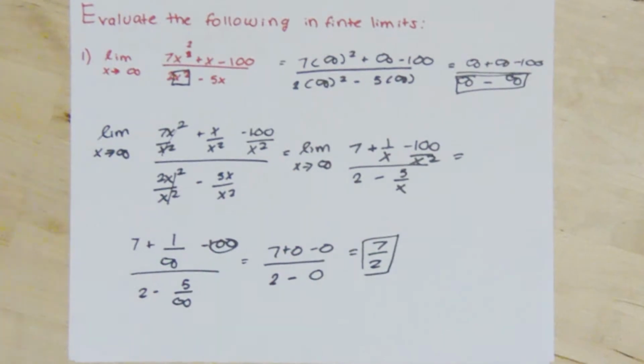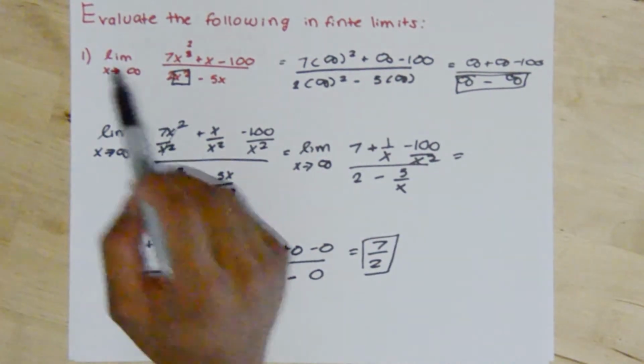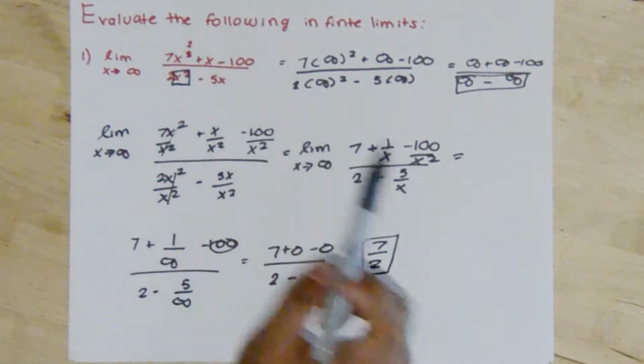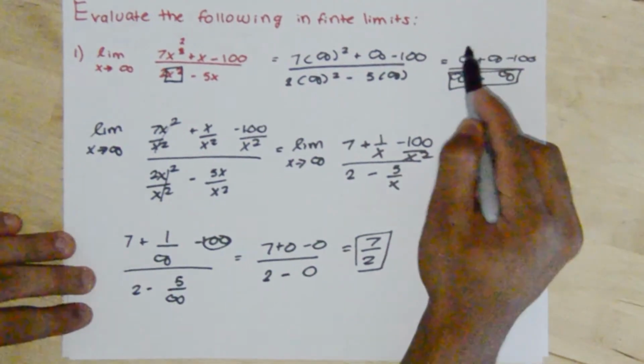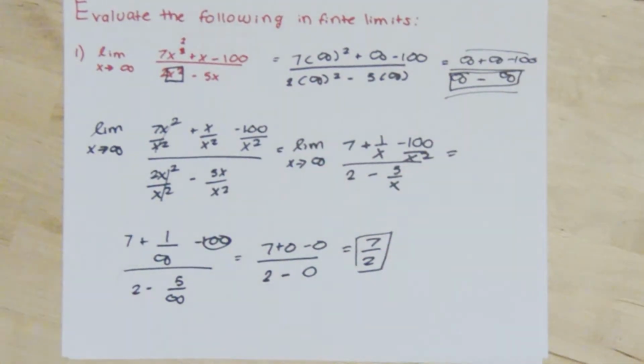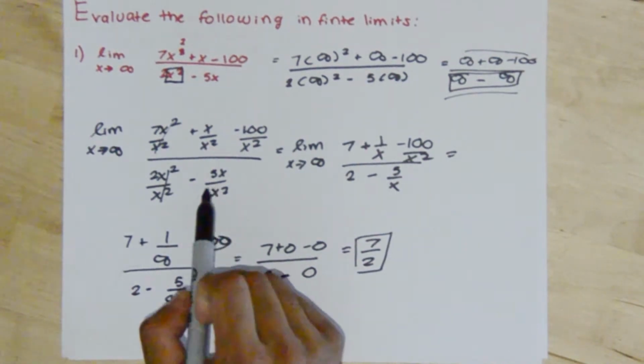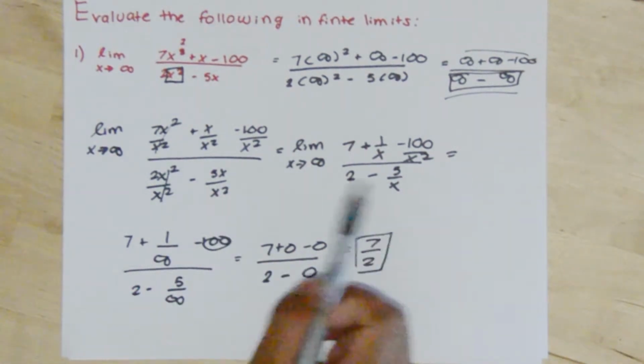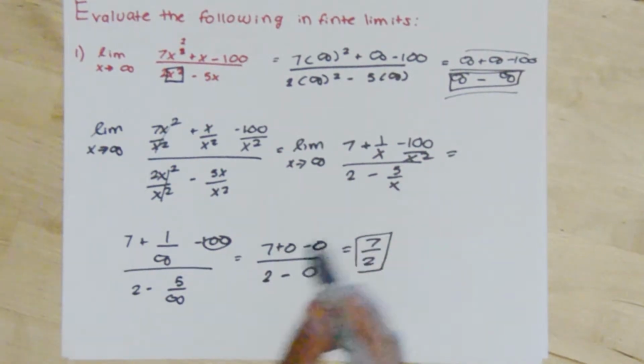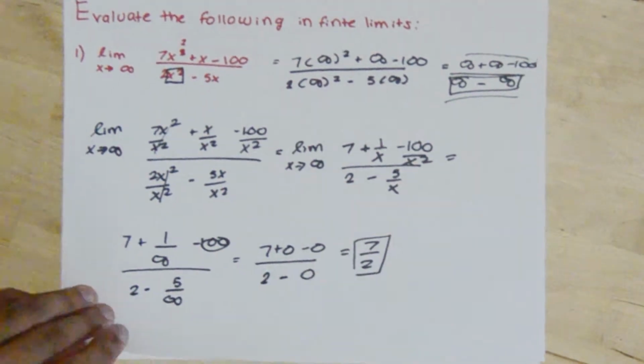So once again, all we did was we noticed that if we plugged in infinity for x originally, we got this form right here, and notice that infinity minus infinity is an indeterminate form. So then we divided each term by x squared, and by doing that and by plugging in infinity, we get the following, 7 over 2.